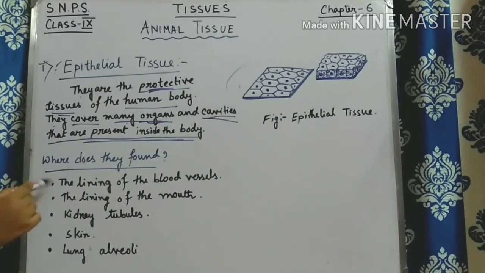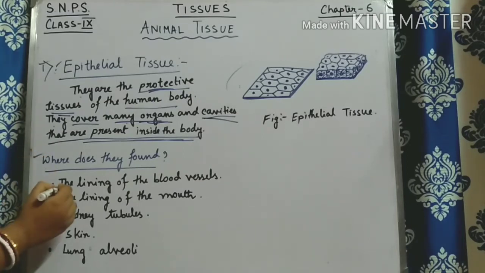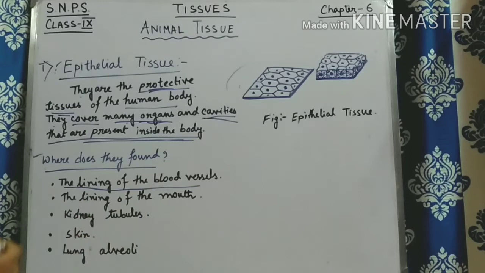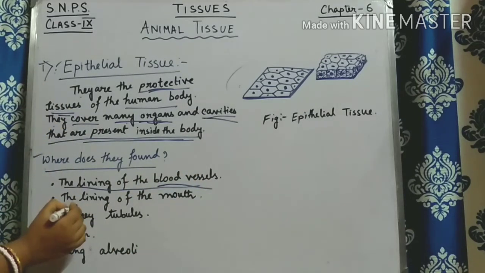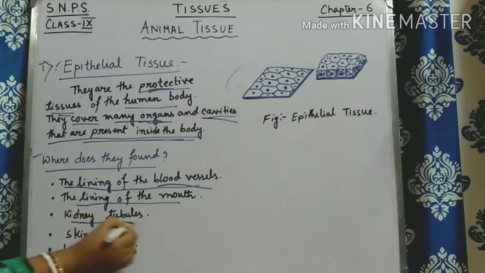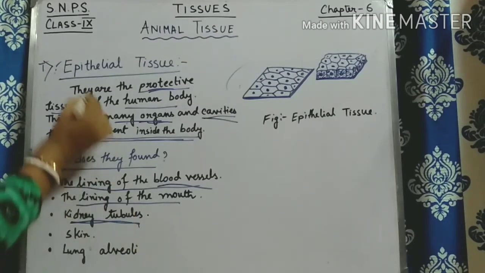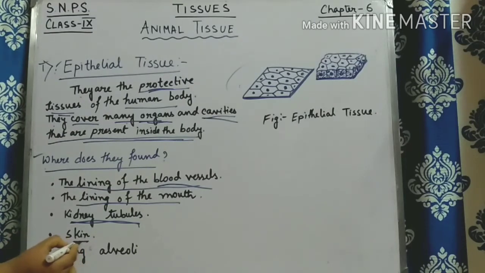Where are they found? They are found in the lining of the blood vessels, means on the surface of the blood vessels. The lining of the mouth, inside the kidney tubules, inside the skin and the lung alveoli, these types of protective tissue named epithelial tissue are found.